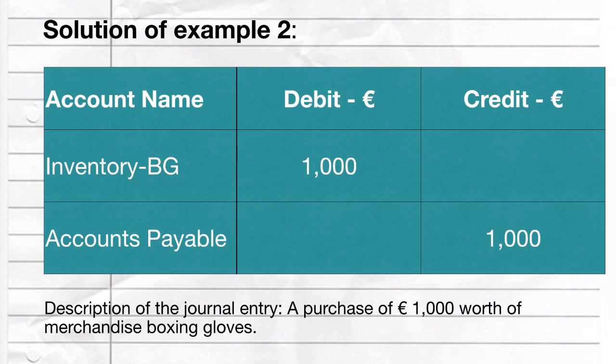Now let's check if we have satisfied both the conditions. The first condition is that the debit side and the credit side must be equal, which we have already satisfied here. Both sides are 1,000 euros.